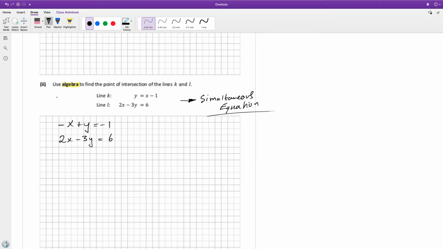What about the y's? They need to have the same value, front number, but different signs. So I need to have the same value, but different signs, so they'll cancel. What do I need to do? Multiply my top line by 3. Off we go. Get me the point of intersection. Because if I multiply it by 3, that'll be plus 3y and then minus 3y. Off you go.